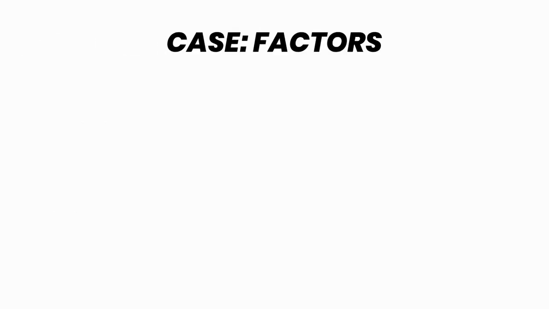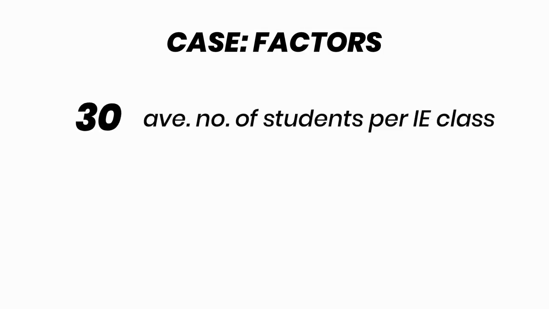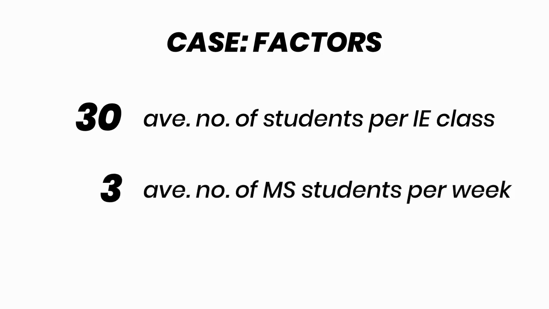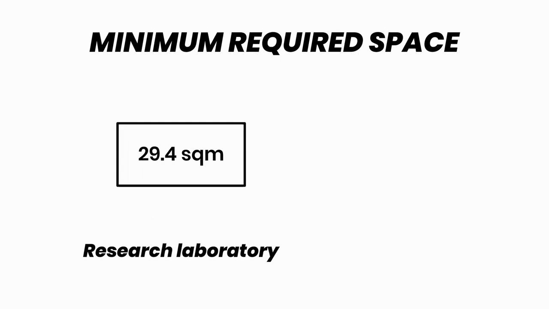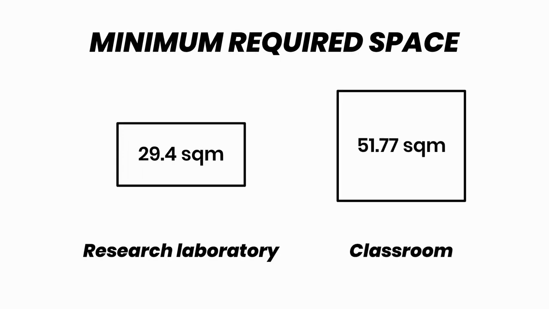Now we move on to the specific case at hand. We are given that there is an average of 30 students in an undergraduate facilities planning class, while there is an average of 3 graduate facilities planning students who will need to use the laboratory every week. Taking all these into account, the minimum required space for the research laboratory is then 29.4 square meters, and for the classroom is 51.77 square meters.